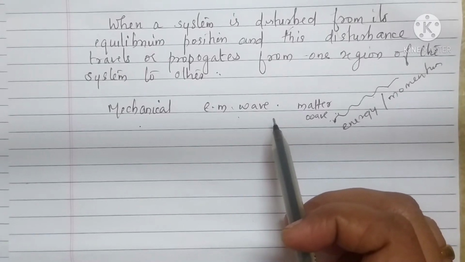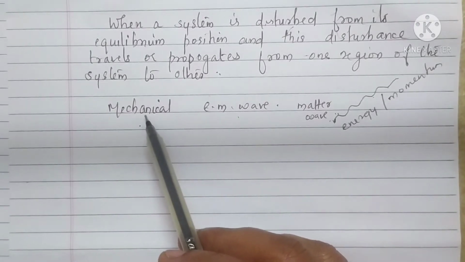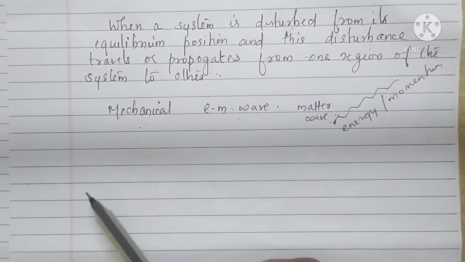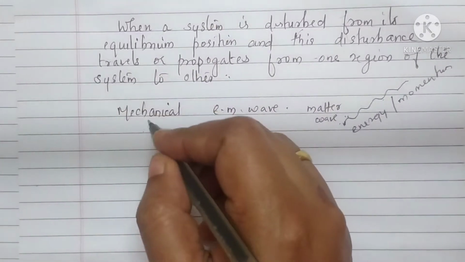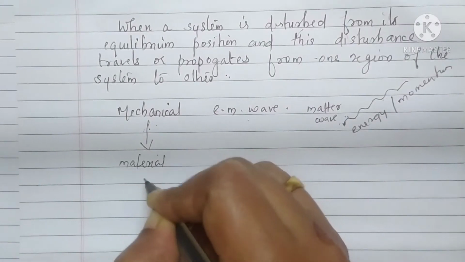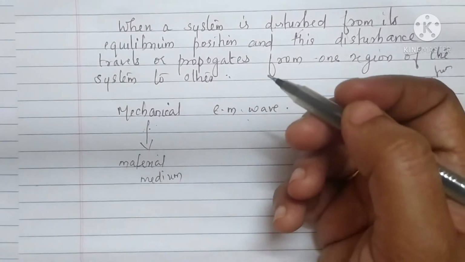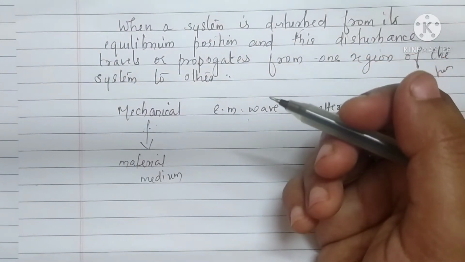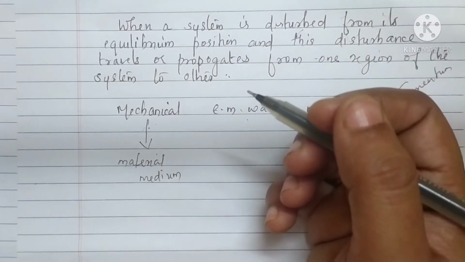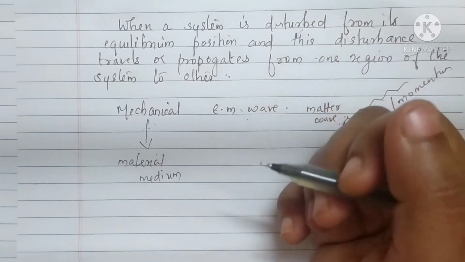Okay, so anyway, first we'll move to mechanical waves. Mechanical waves means the waves requiring a material medium for its propagation. Understood? The waves which require a material medium for its propagation, they are known as mechanical waves. So you can say the examples like sound waves, then water waves, then seismic wave. Okay, these are the waves which require a material medium.